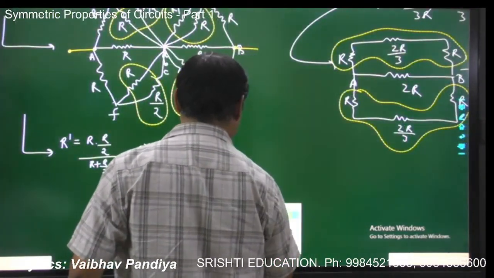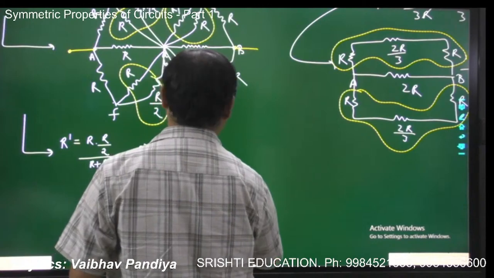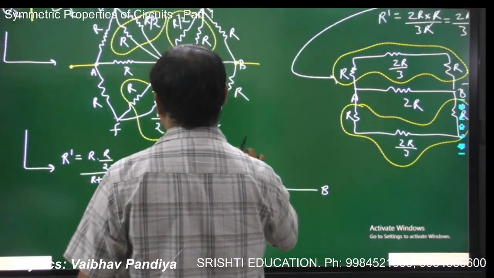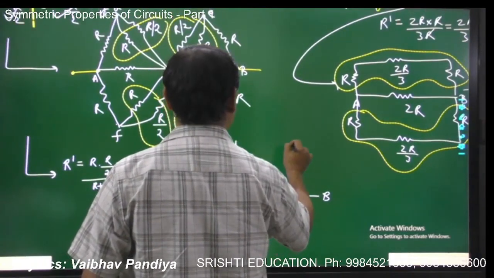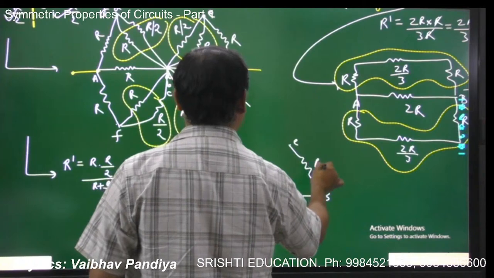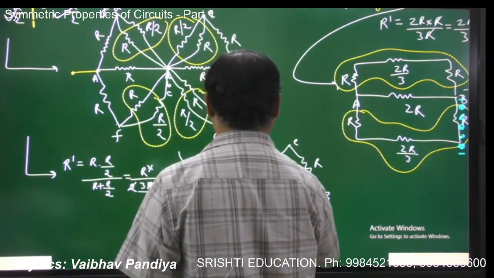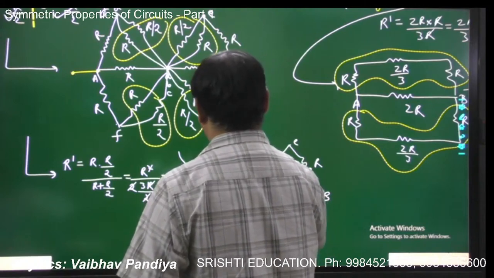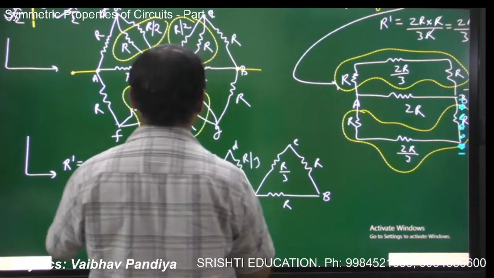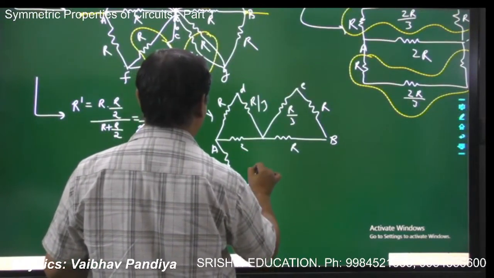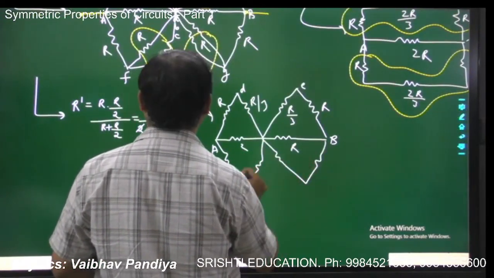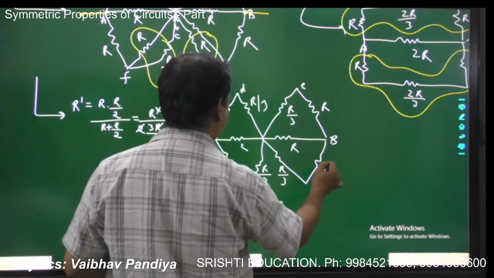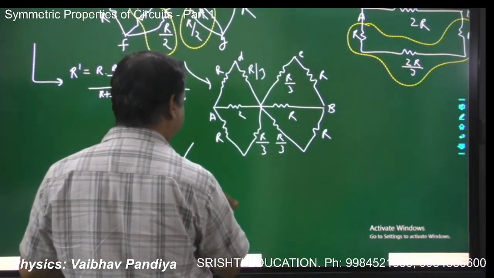So I can make a new figure. This is point A, this is B, this is R, this is R. Okay. Now this is a point D, and this is a point E. This is R, and this is how much? R by 3. This is R by 3, and this is how much? R, and symmetric will be the case for the bottom portion. This is how much? R. This is R by 3, and this is R by 3, and this is R, correct? Now I'm going for further reduction.